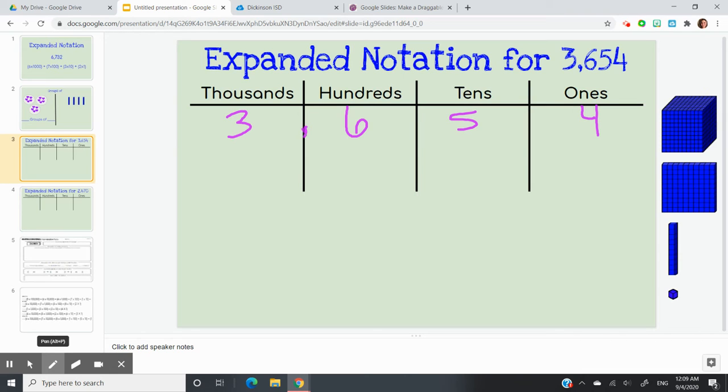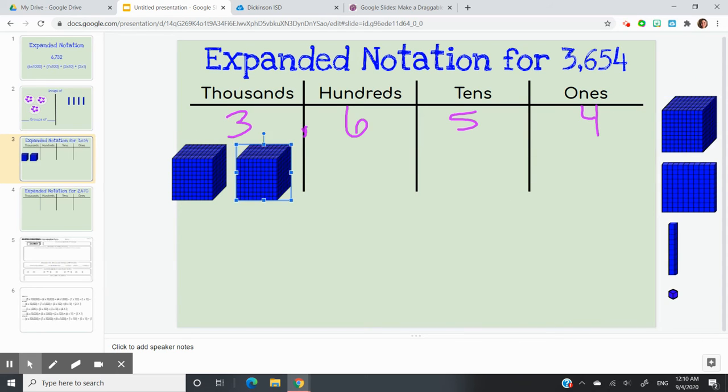So I just put my number in standard form in my place value chart. Now I would like to model that using my base 10 blocks. So I have 3,000s. That means I'm going to need 3,000. So I'm going to put 1, 2, 3. So I have 3,000s right there.